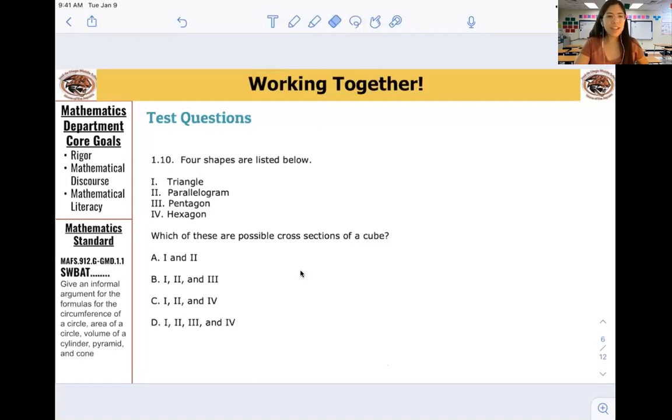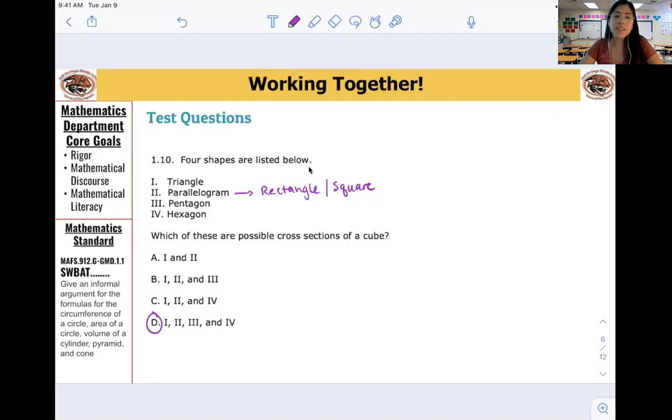So at the end of the day, answer choice D was the correct answer. All of these are possible. We can do a triangle, a parallelogram. That also counts because rectangles and squares are both types of parallelograms, right? A pentagon, like we saw, and a hexagon as well. So all 4 are possible. Pretty cool. With these types of problems, if it's got 4 possibilities, a lot of times it's all 4 of them.